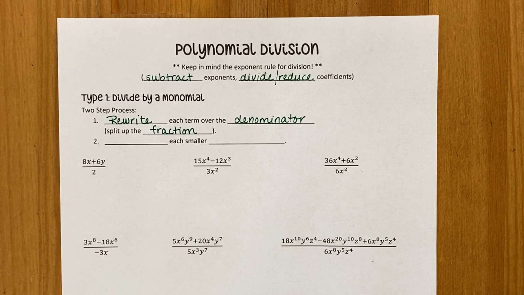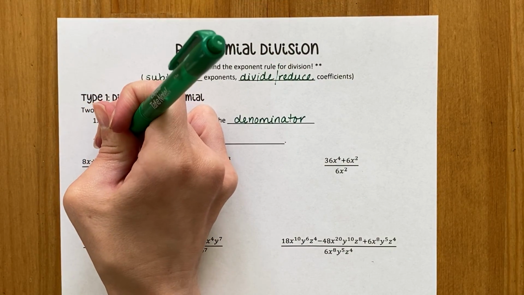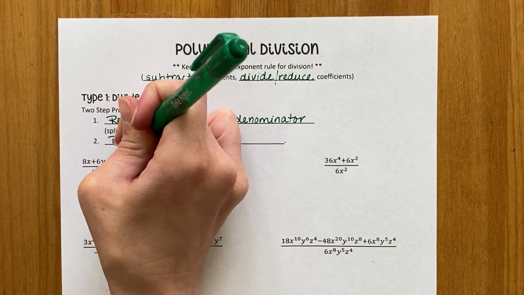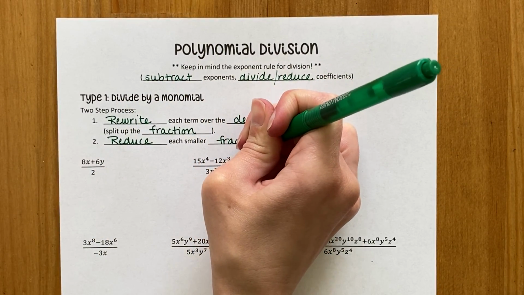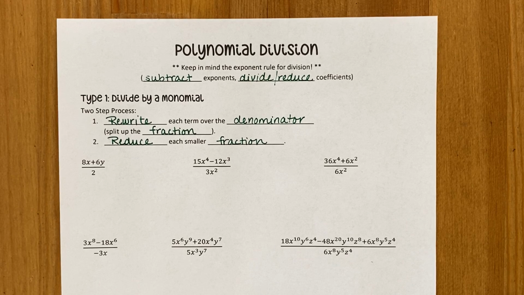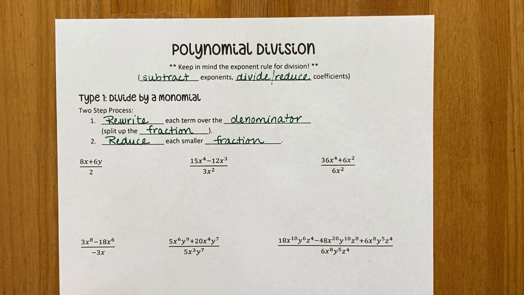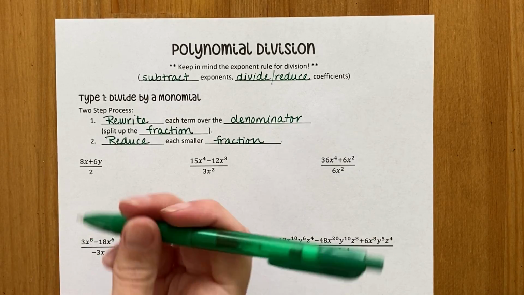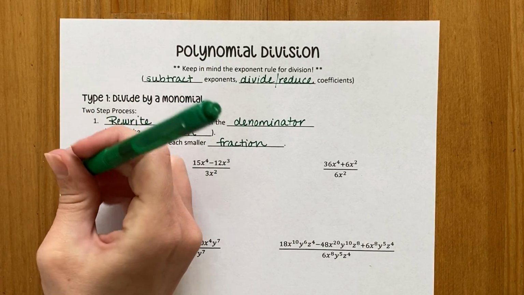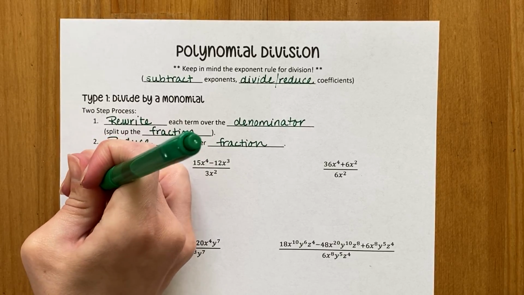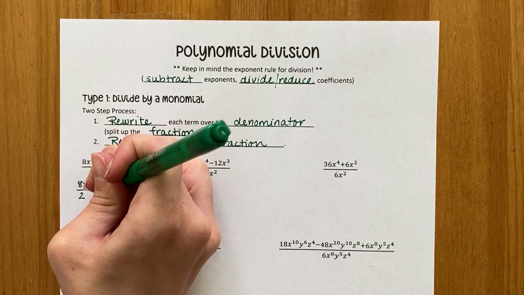Once you have your big fraction all split up, all you have to do is to reduce each of those smaller fractions. And that's the step where our exponent rule will actually come into play. So if I take a look at my very first polynomial division problem, 8x plus 6y divided by 2, my first step is to rewrite each of these two separate terms over that denominator. So I'm going to end up having 8x divided by 2. I'm going to keep that same sign here in the middle, and then 6y divided by 2.